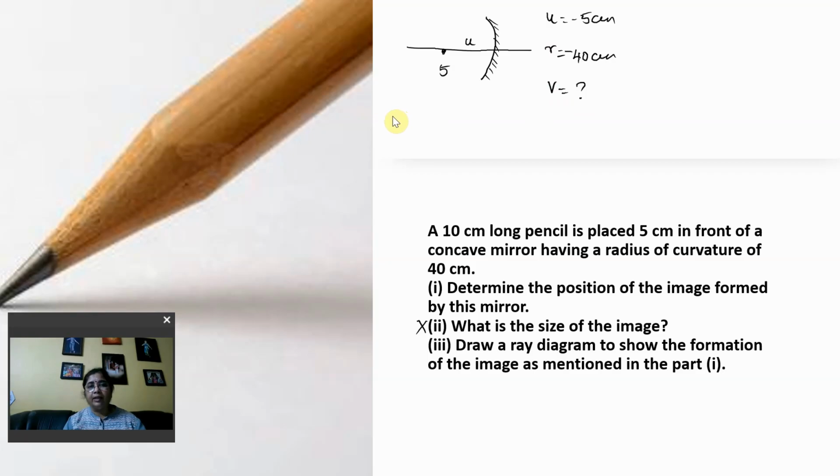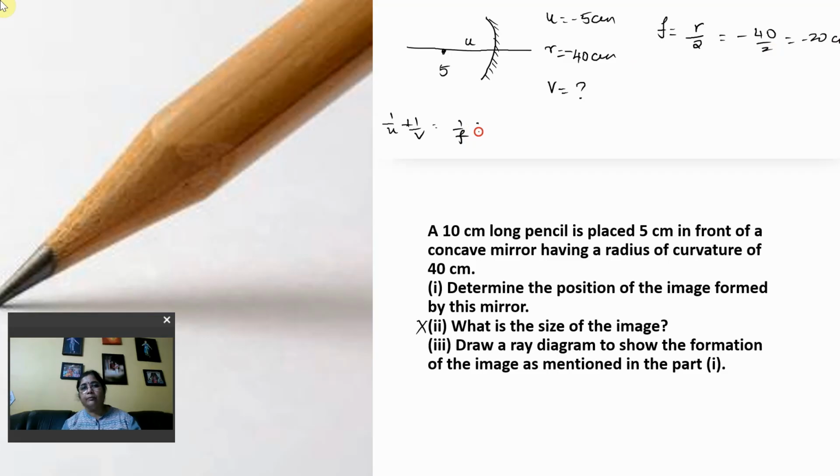So I know u, I need v. What is the formula that connects v and u? 1 by u plus 1 by v is equal to 1 by f. I don't know f, but I know r. What is the connection between r and f? We already said f is equal to half of that radius. Between the center of curvature and the pole, the focus is situated just in the middle, which means f is equal to r by 2, or minus 40 by 2, which is minus 20 centimeter.